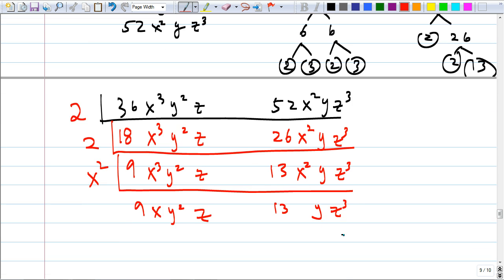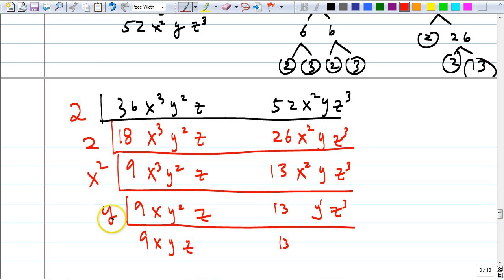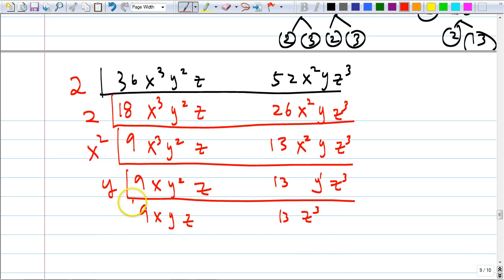Guess what we're going to do next? We're going to move on to Y. Y is the what power? This is first, and that's the second. So we get 9x, y, z, and 13, y goes into y once, so you're just left with z cubed. Now Z: to the what power? Again, just first. Okay, 9x, y here, 13, z.